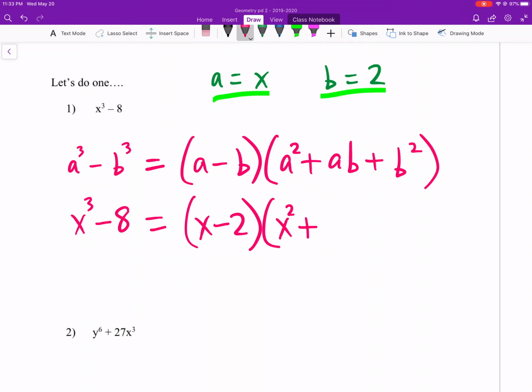So ab is x times 2, which is 2x. We wouldn't write x2, we write 2x, plus b squared. b squared is 2 squared. 2 squared is 4, so plus 4. And you're good to go. You're done. That's the factored form.